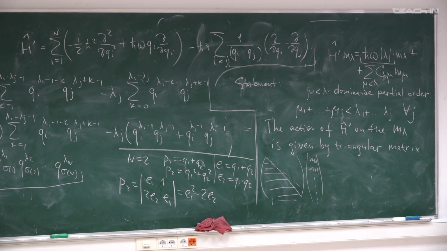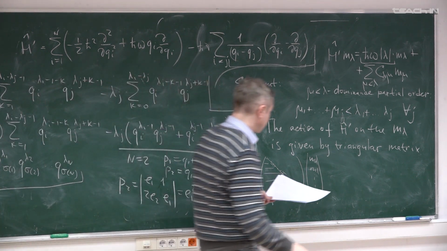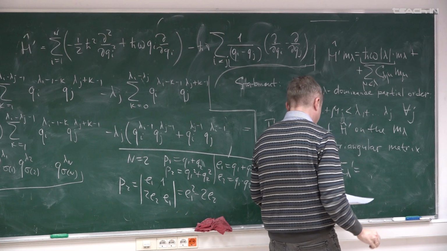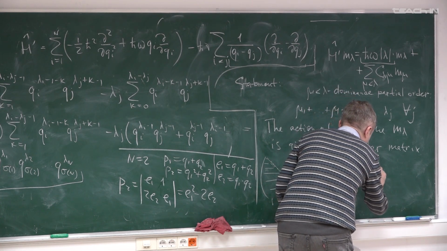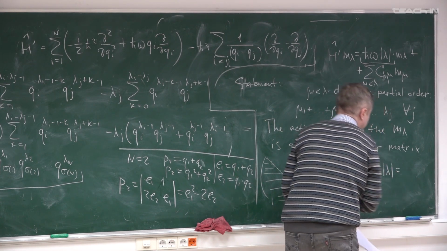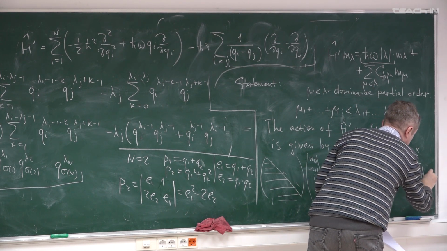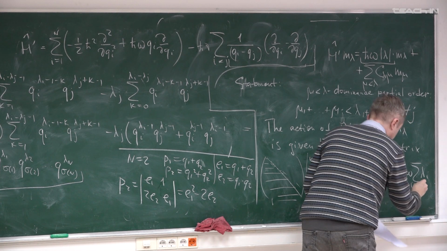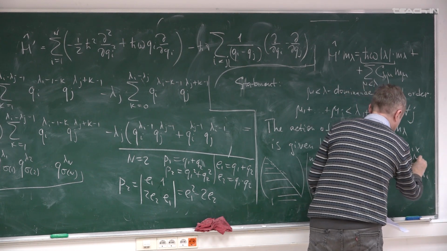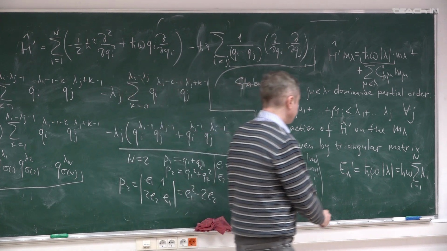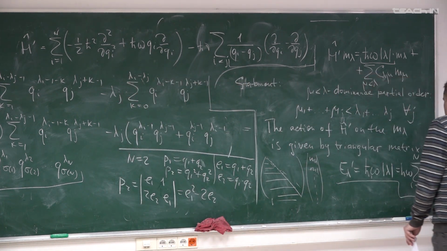So as a consequence of this statement, we may write that E lambda prime is equal to h omega lambda, or just by definition, it's the sum of all lambdas from 1 to n. So we have a result for the eigenvalue.